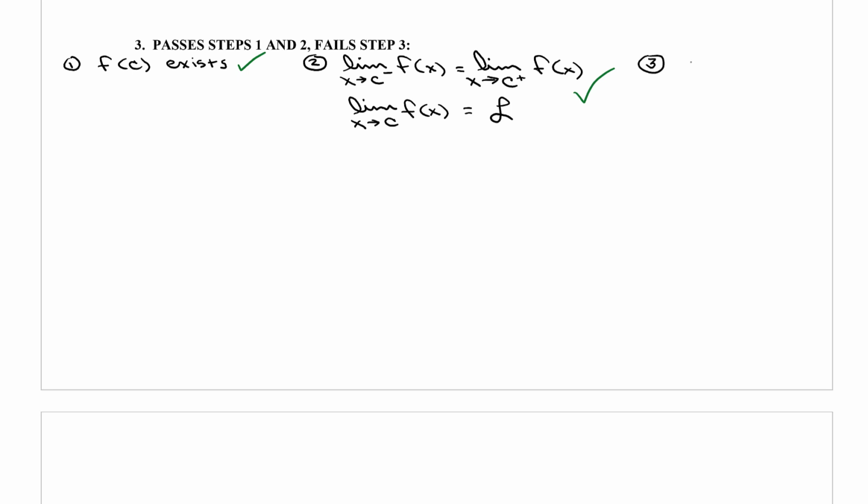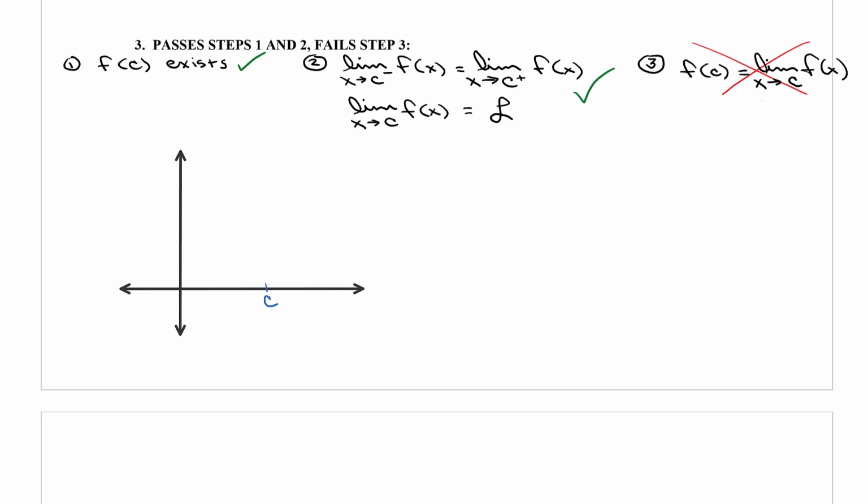Number 3, this is the one step it's not going to pass. F of c equals the limit as x approaches c of f of x. We're going to make sure it doesn't pass this step. So I'm going to put a red X here for this one, right on top of the whole thing that I just wrote out here, because it's not going to pass that step.